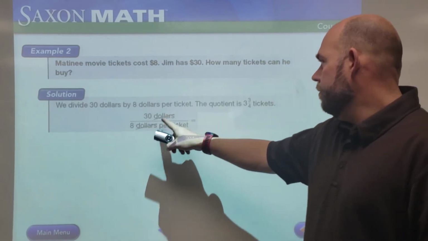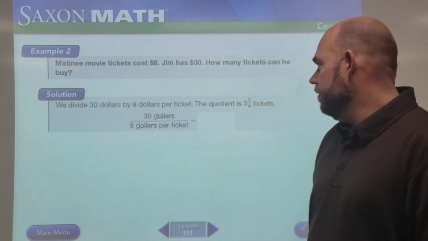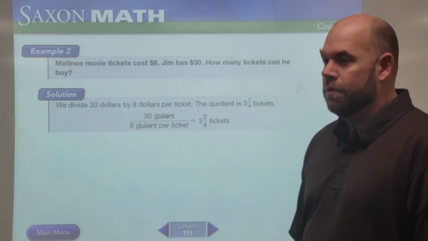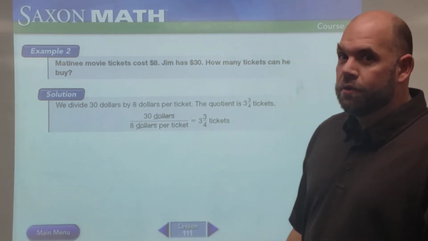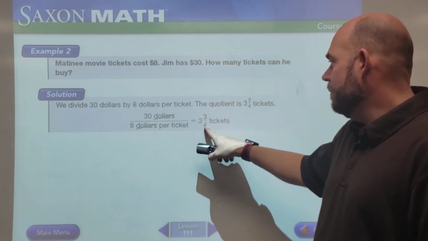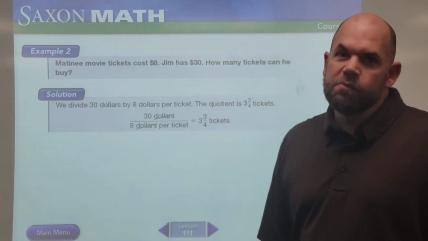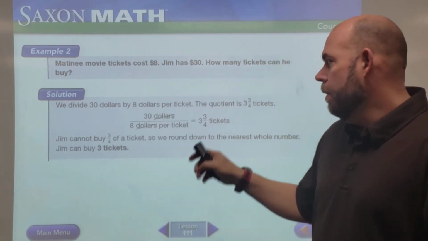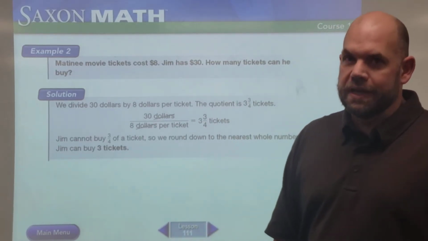So if we take our $30 divided by $8, we get 3 3/4, or 3.75, or 3 remainder 3. But can we get 4 tickets with that? No, because we'll be over budget. So this one is one of the ones where even though we're closer to the 4, we're going to have to round down and say 3 tickets.